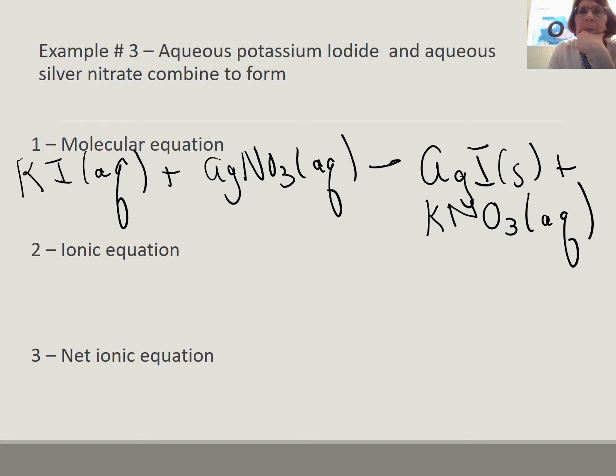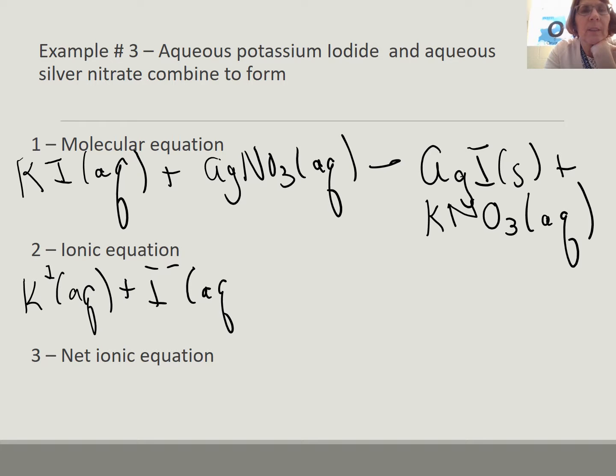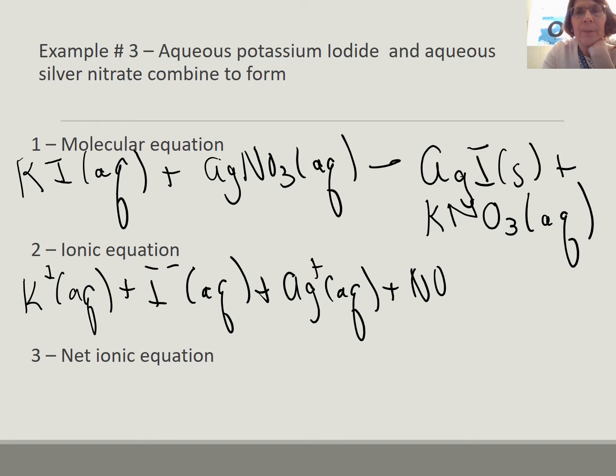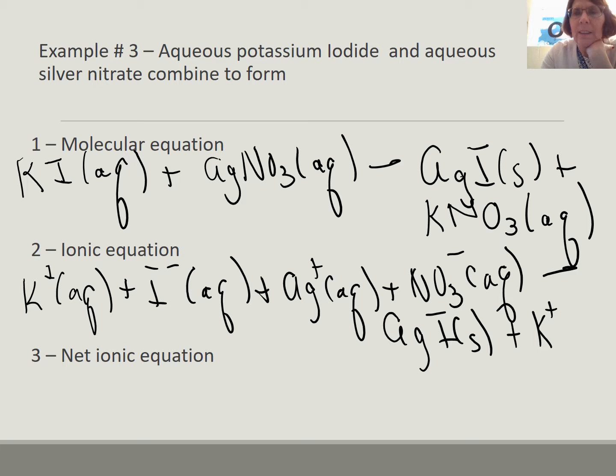So let's see. They're actually already balanced, so that's kind of nice. So now we're going to separate it. So K plus aqueous plus iodide aqueous plus Ag plus aqueous plus NO3 minus aqueous yields AgI solid plus K plus aqueous plus NO3 minus aqueous.